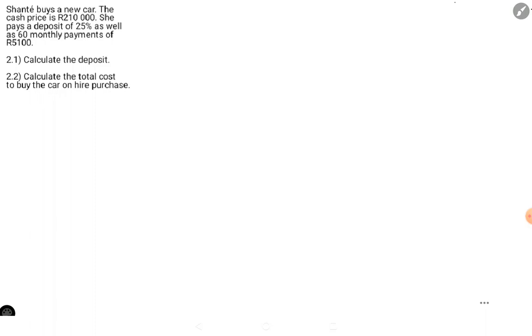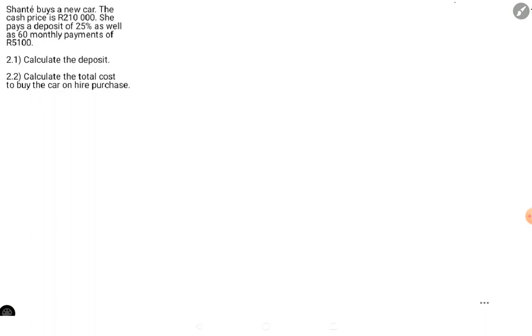Okay. Shanti buys a new car. The cash price is 210,000 rands. That's what it costs. She pays a deposit of 25% as well as 60 monthly payments of 5,100 rands. Okay, so let's first make sense of what is happening here. So Shanti walks into a car dealership, and she sees the car she wants. They tell her, look, if you want that car, you should be willing to spend 210,000. Okay, so Shanti has the money, and they say, okay.